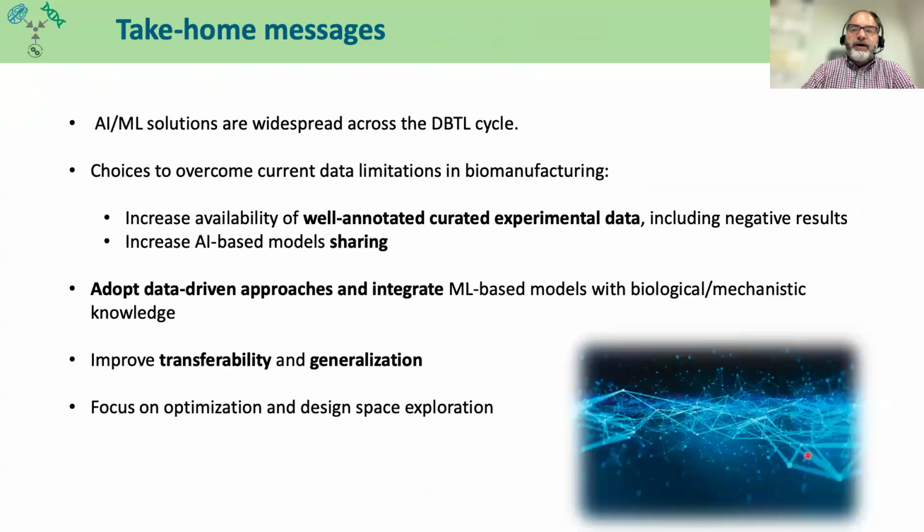And with that, I just want to summarize that, as you have seen, we have many solutions based on machine learning and AI for the DBTL cycle. Still, we have challenges like the lack of well-annotated data, or that not always the models are shared by the community. But as we move into more data-driven approaches, I think the best strategy is to combine mechanistic knowledge with machine learning models, like what is called scientific machine learning. Also, to improve transferability and generalization, and focus on optimization and design space exploration.